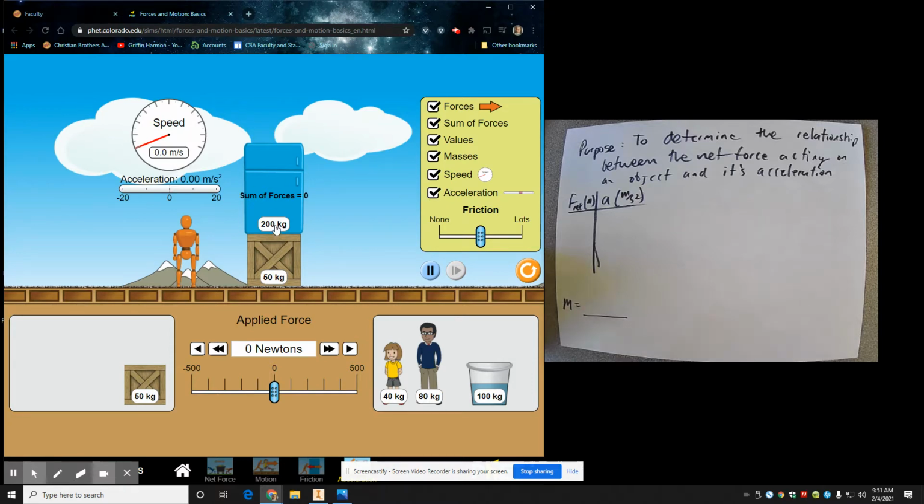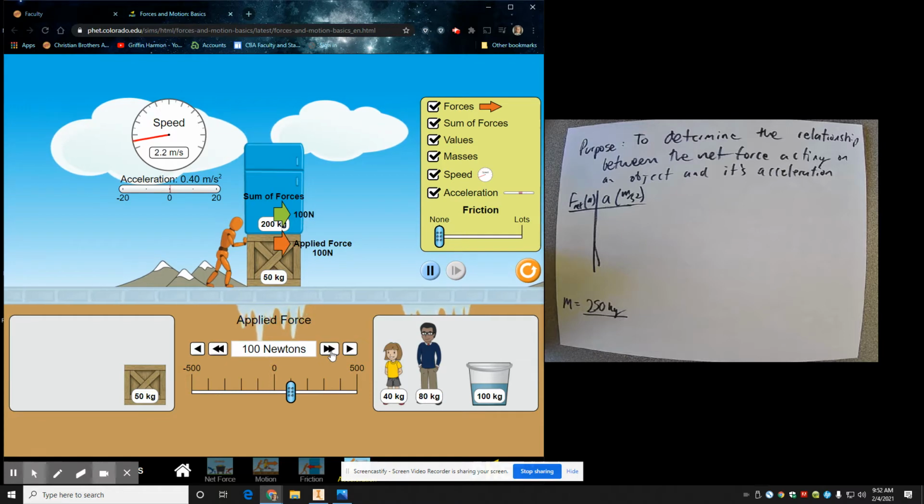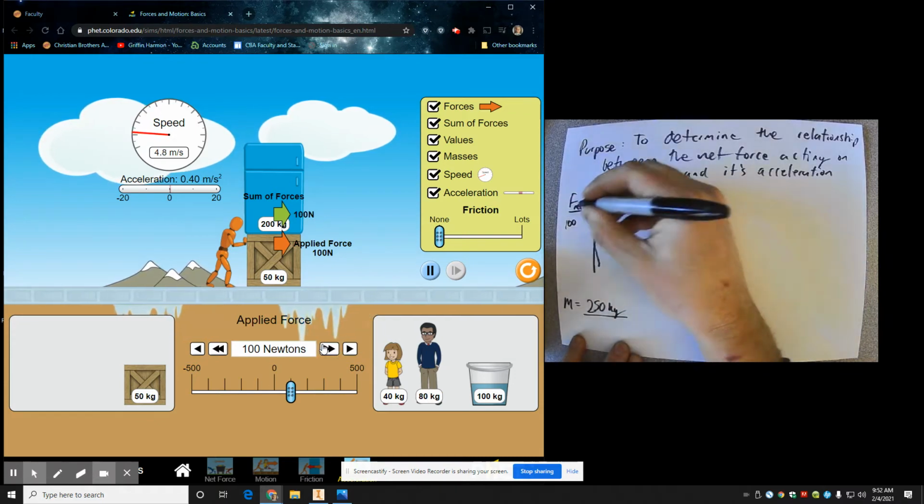So we've got 250 kilograms. Then you start applying a force. Let's turn off friction, no friction. All right, everything's set. If you go up with this arrow, it goes up by 50 newtons at a time. So let's say, there we go, 100 newtons of force.